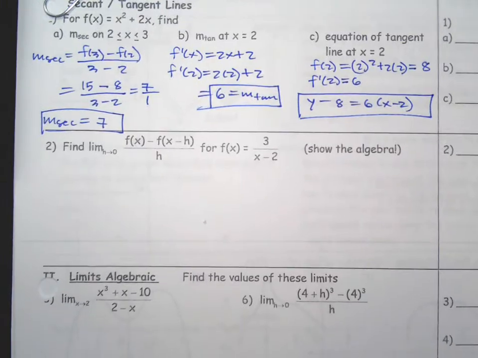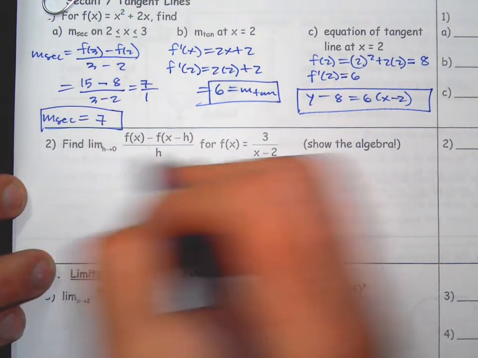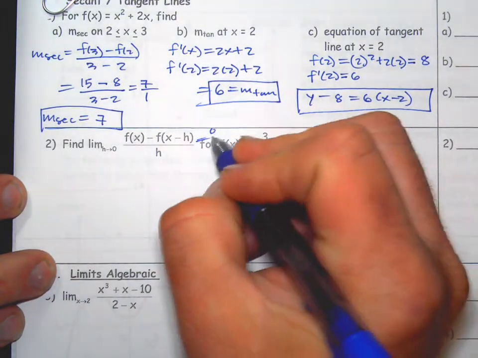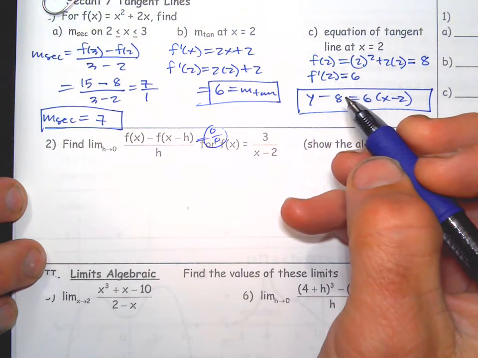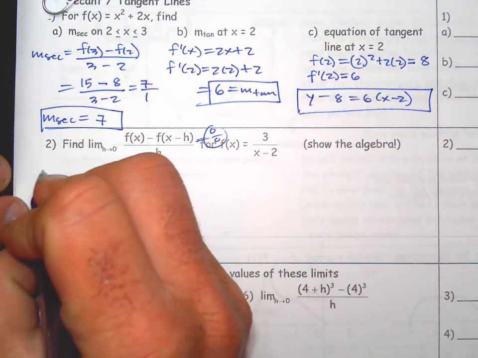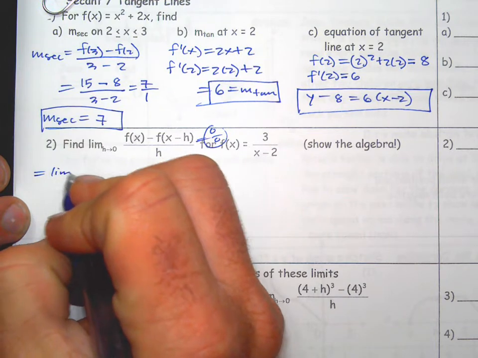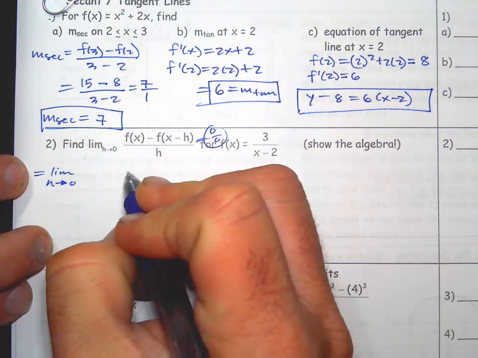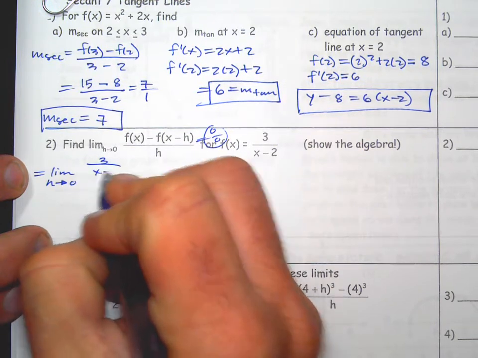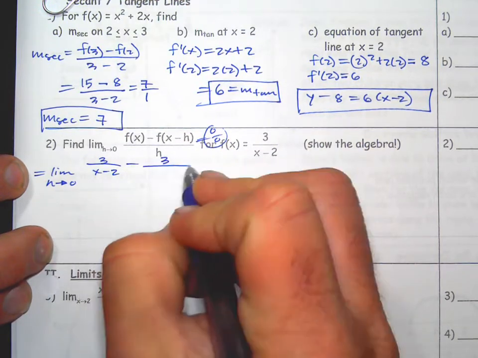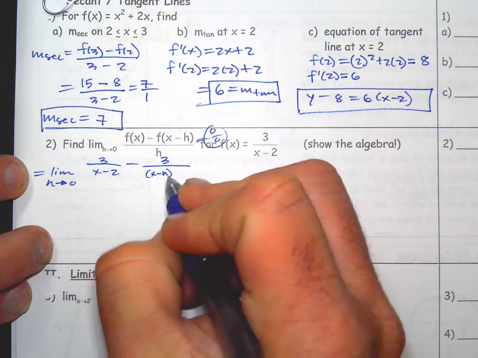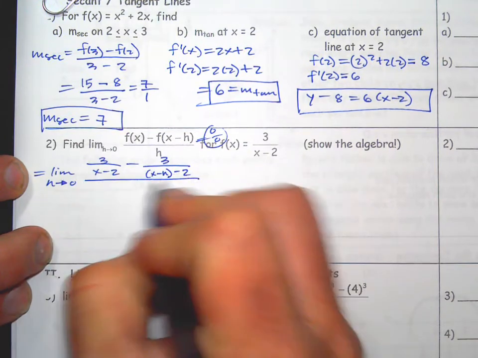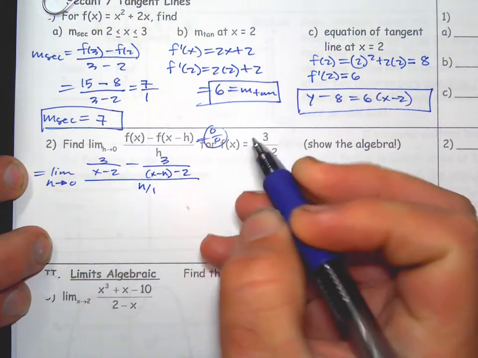Number 2, we're going to do it the long way. So if you plug 0 in, you get 0 over 0, indeterminate form. Probably a hole. We're going to factor out the h. So we're going to do 3 over x minus 2 minus 3 over (x minus h) minus 2, make sure I put in parentheses, over h. And the denominator was h over 1.